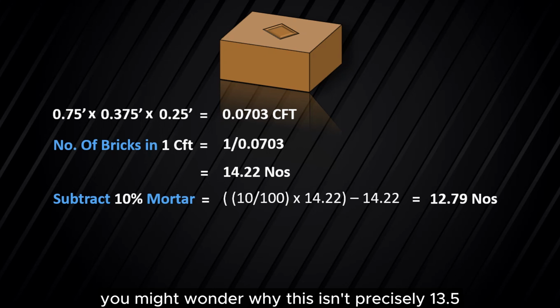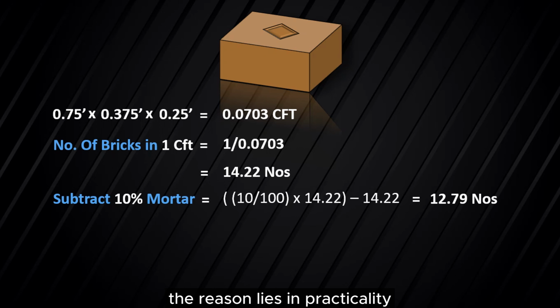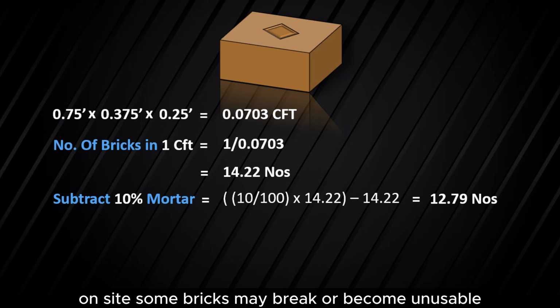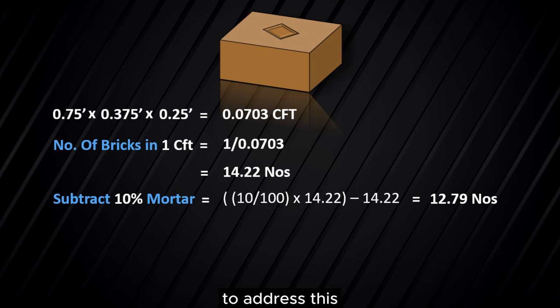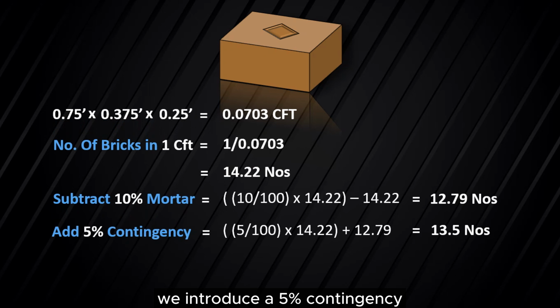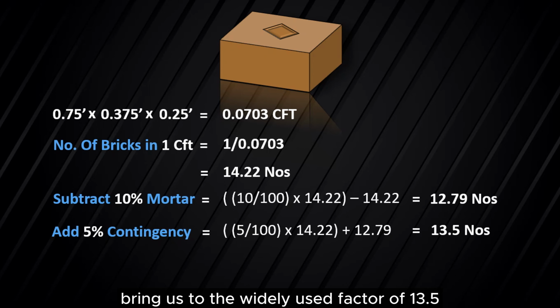You might wonder why this isn't precisely 13.5. The reason lies in practicality on site. Some bricks may break or become unusable. To address this, we introduce a 5% contingency. Adding 5% to 12.79 bricks brings us to the widely used factor of 13.5.